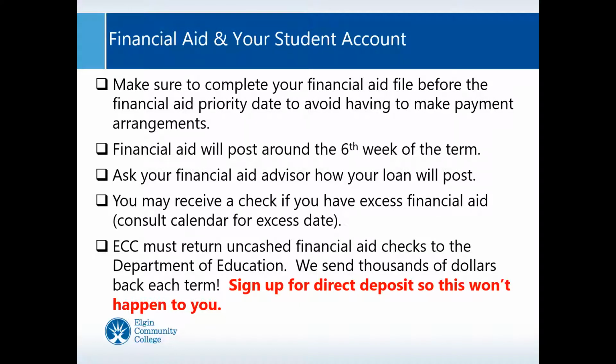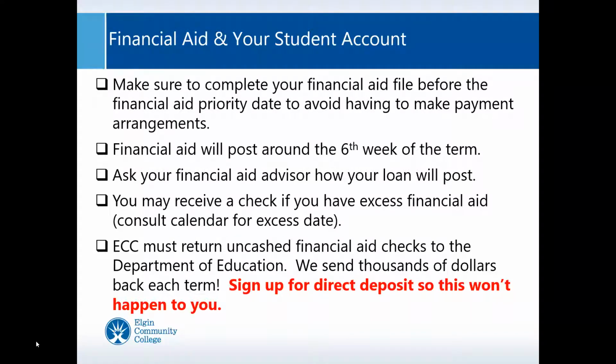ECC posts financial aid to students' accounts around the 6th week of a term. If your financial aid file is complete by the financial aid priority date, you will not be required to make a payment on the payment due date. You will find the financial aid priority date listed on the calendar webpage. If you are borrowing a loan, check with your financial aid advisor to see how your loan will post.